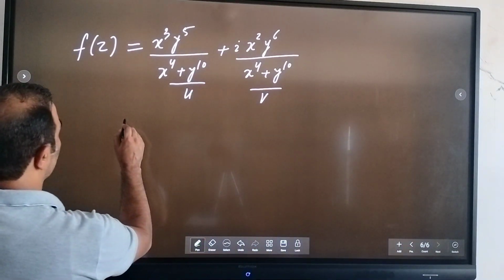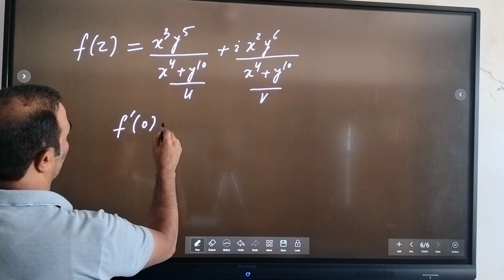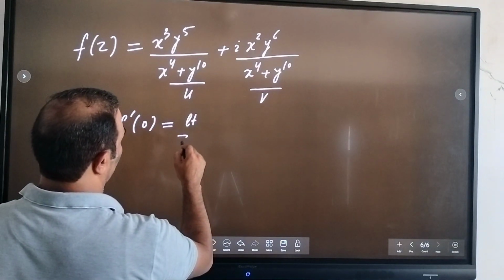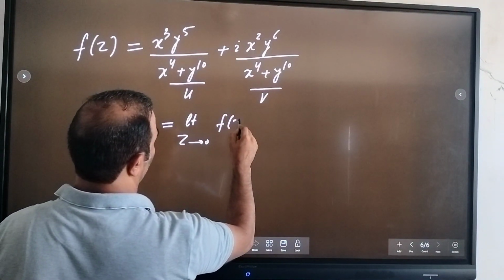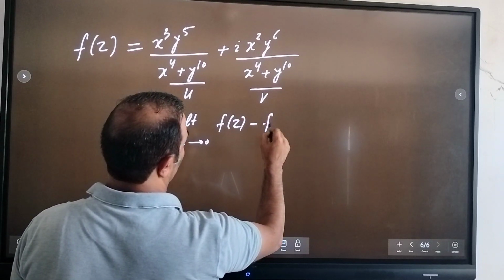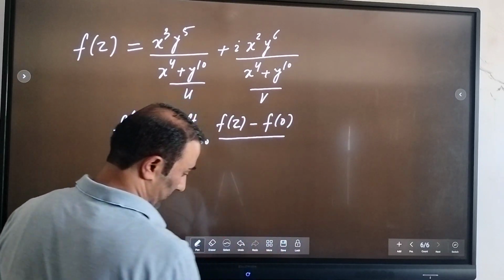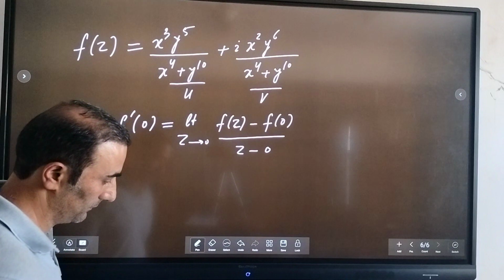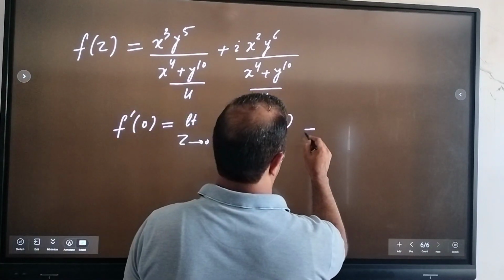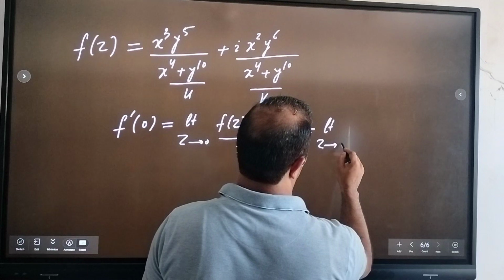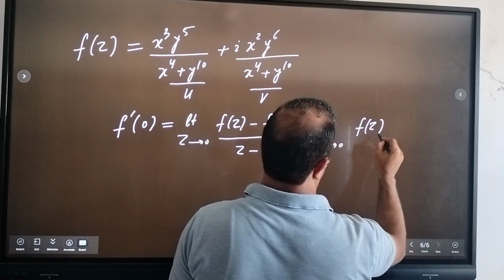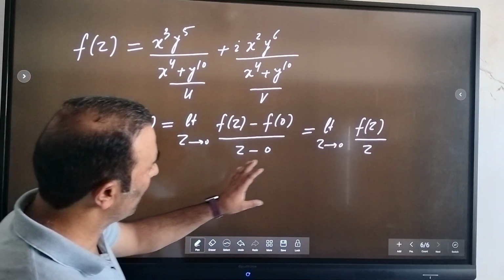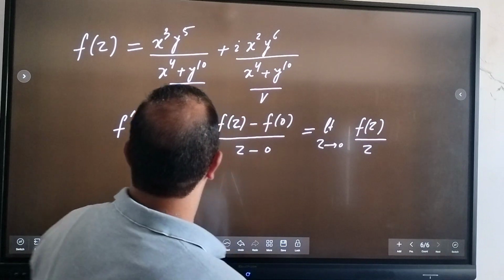So we can say, what's f dash of 0? That will be equal to the limit z tends to 0 of f of z minus f of 0 upon z minus 0. Now because f of z is known to us, right? So just substitute that value.